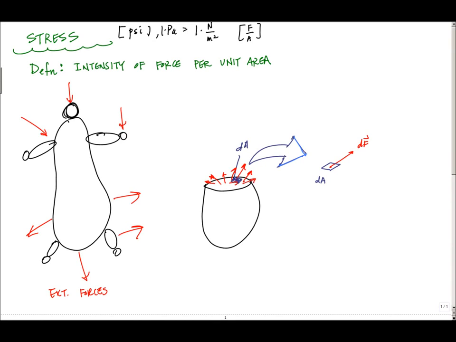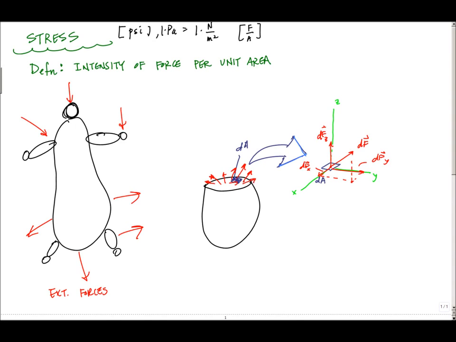And if I assign a coordinate system to this element, here's Z, let's call this X over here, Y, Z right here. And I can break this force vector up into components. Here, this would be dFx. There'd be a vertical or Z component, dFz, this vector here, and then dFy right here. And each of these increments of force acts on this area, and it induces a stress, this intensity of force per unit area.